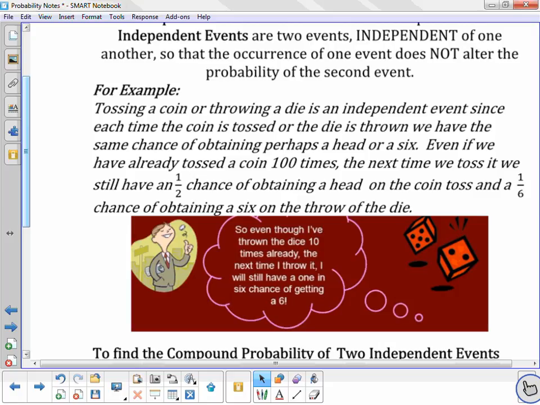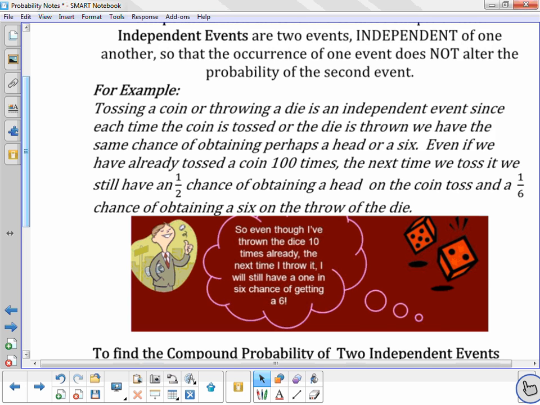This little cartoon in the middle is key to sum up that entire idea. So even though I've thrown the dice 10 times already, the next time I throw it, I will still have a 1 in 6 chance of getting a 6. What happened before doesn't change the outcome of the next toss or throw or whatever it is that we're talking about.